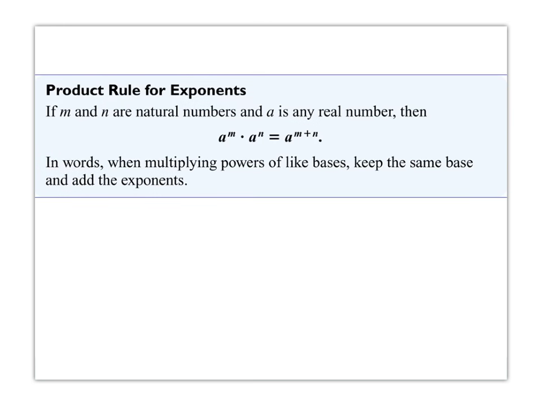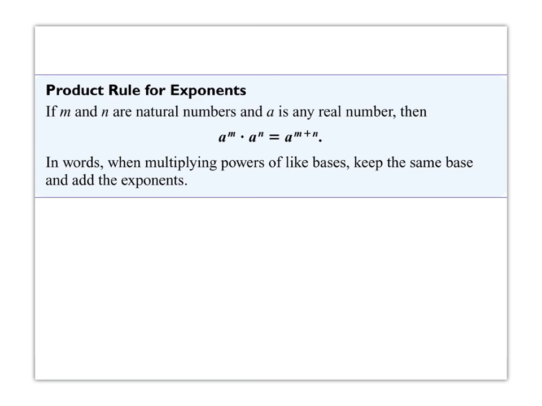The product rule for exponents is as follows. If m and n are natural numbers and a is any real number, then a to the m times a to the n is equal to a to the m plus n. In words, when multiplying powers of like bases, keep the same base and add the exponents.